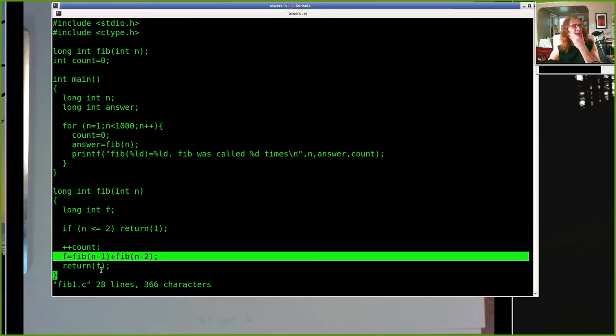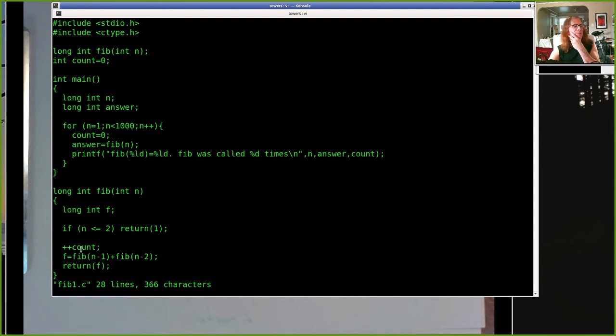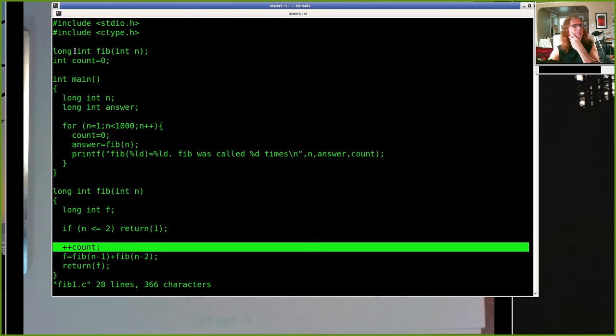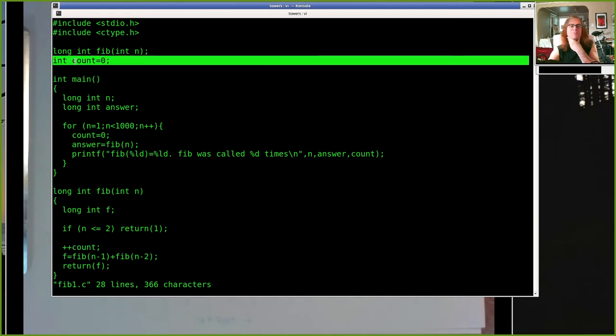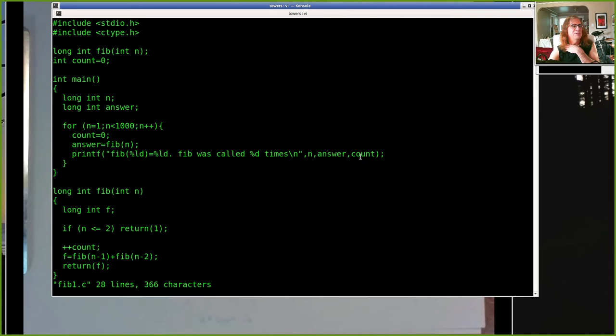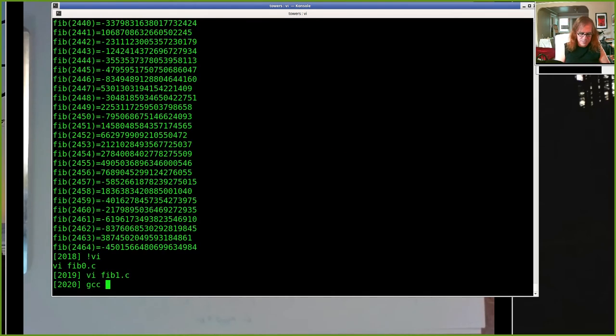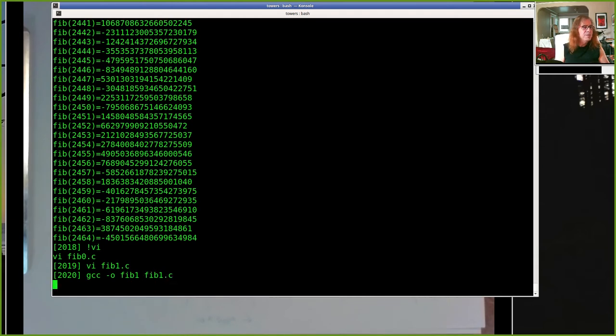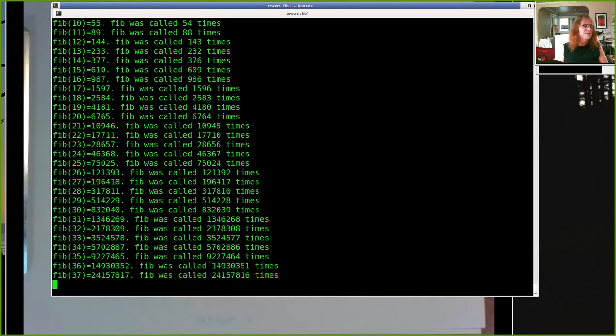Now, I'm also doing something else in here. Every time that I call my Fibonacci function, I'm incrementing this evil global variable called count. And I want to see how many times I actually call my Fibonacci function. So before I call fib up here in main, I zero out count. And when I come back, I'm going to print out not only the value of the nth Fibonacci number, but how many times I actually called it. All right, so let's run this.